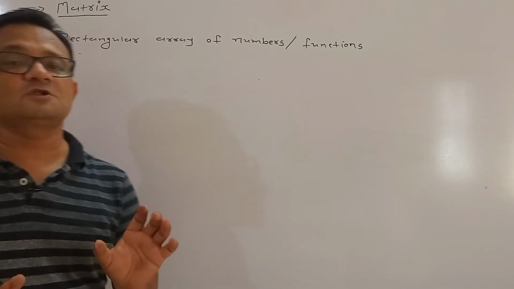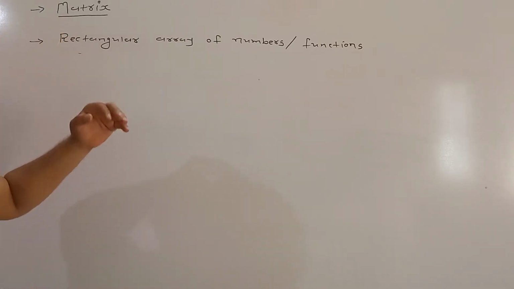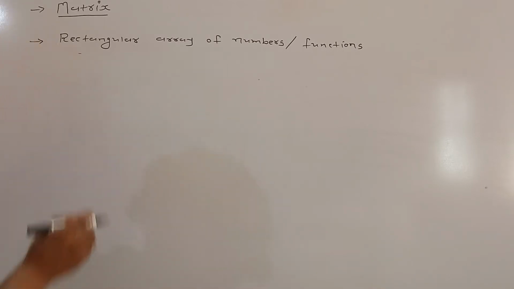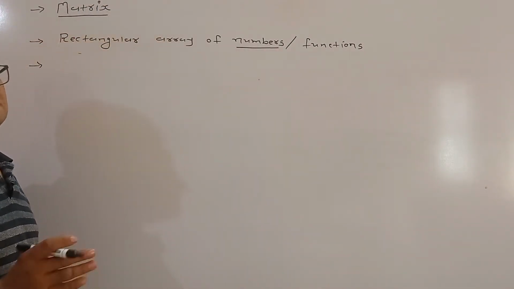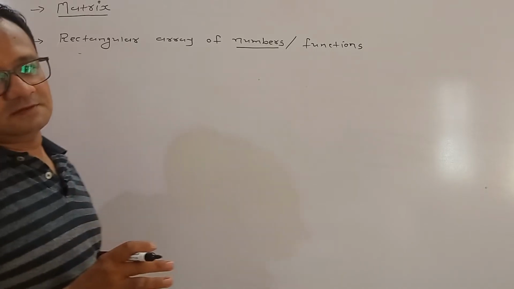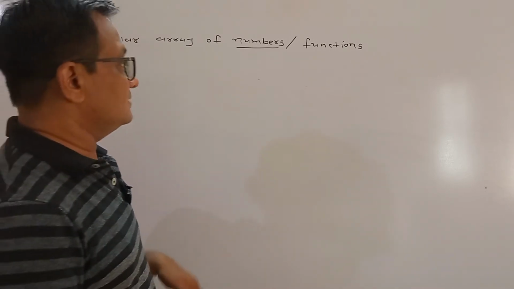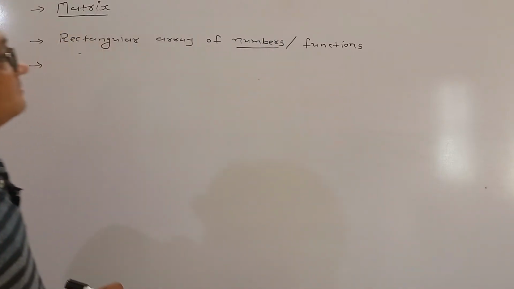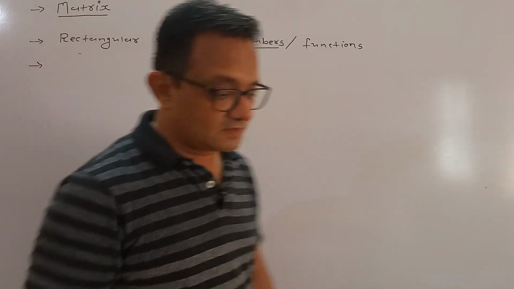Array means a structure of numbers in rows and columns. So a rectangular array of numbers, or we can use functions also. The numbers may be real numbers or complex numbers, but in general we use real numbers. For matrices here we use only real numbers. The numbers may be real or complex, and we can use functions also.